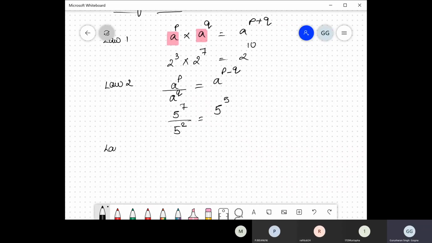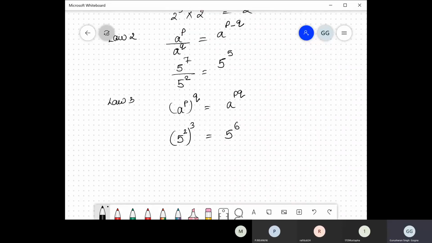Then law number 3 is, what if I have power to the power like this? In this case, you can multiply the powers. For example, 5 squared to the power 3 is 5 to the power 2 times 3, which is 6. So when you have power to the power, what you need to do is multiply the powers. 2 multiplied by 3 is 6.